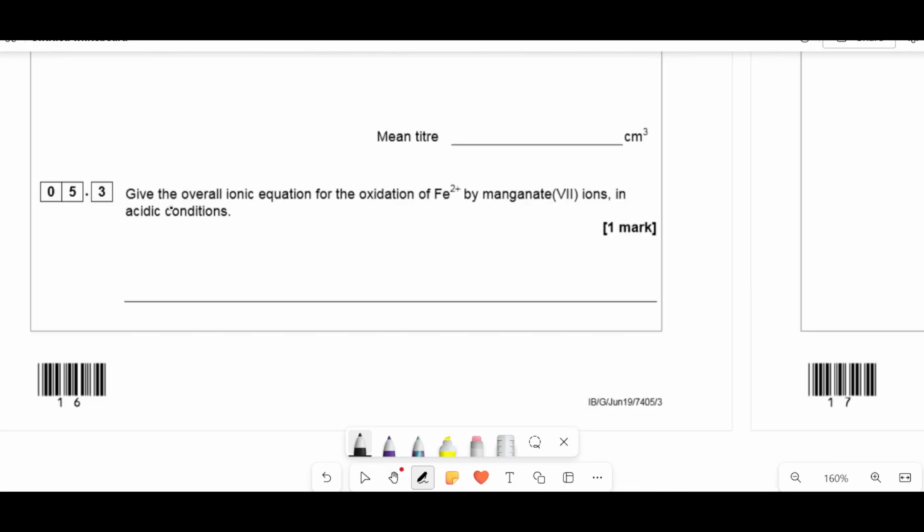There you go. So then it says, give the overall ionic equation for the oxidation of Fe2+ by manganate ions in acidic conditions. All you do is you write down what you know first, okay? So we know that we're going from Fe2+ and we're reacting manganate ions, which is MnO4-, right? Now it's told you that this is being oxidized. The only other oxidation state you guys know for iron is going to be Fe3+. If that's been oxidized, this must have been reduced. And the other form that this gets reduced to is Mn2+.